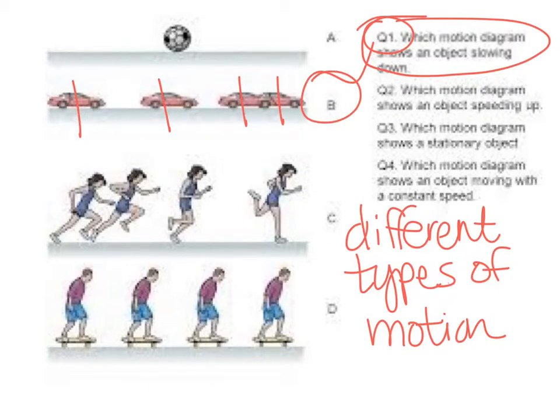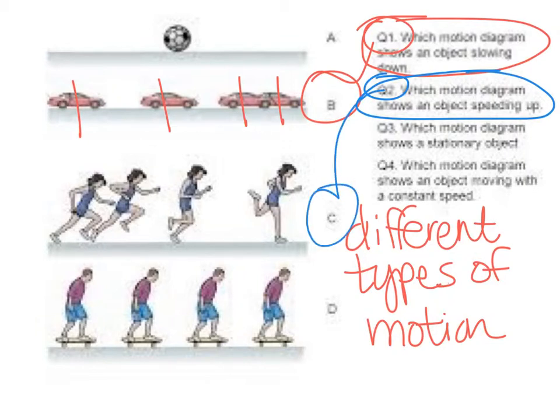The next question asks, which motion diagram shows an object speeding up? How would we know from a motion diagram if an object is speeding up? If an object is speeding up, then in the motion diagram, the object would get further and further apart. So the object that's speeding up is the runner. There's more space showing where that person was every second as the time goes on.